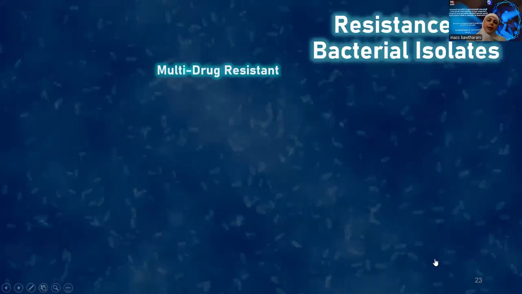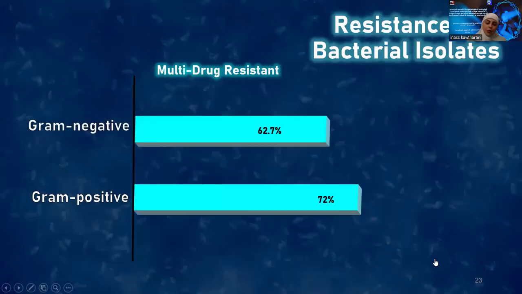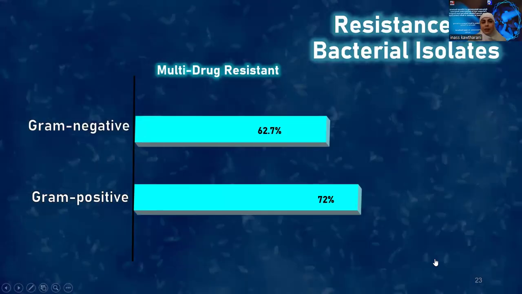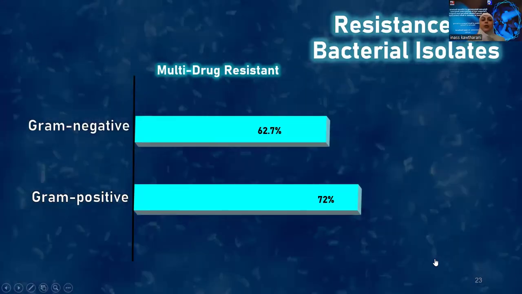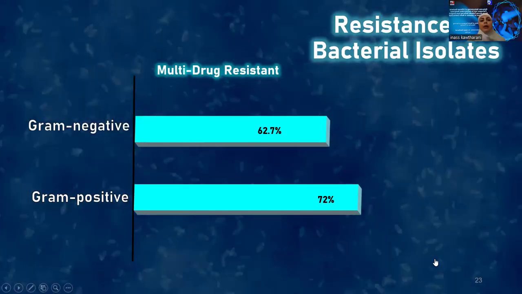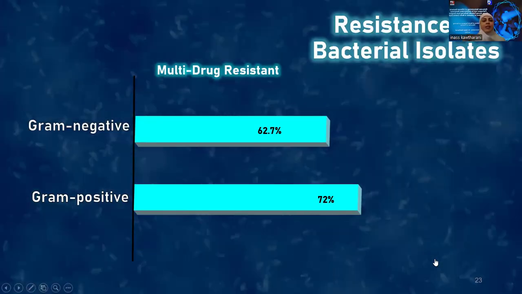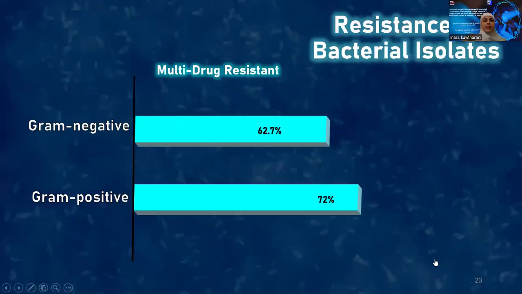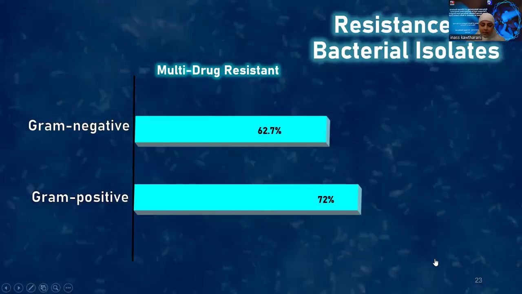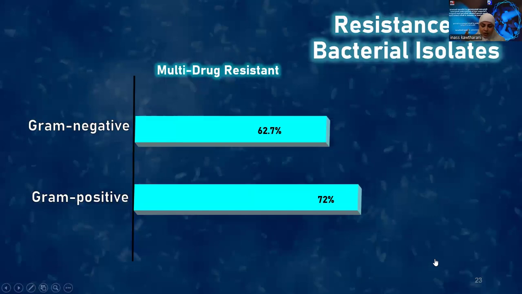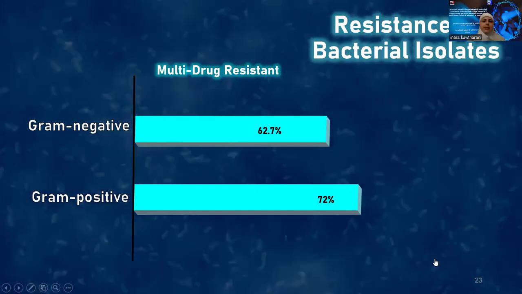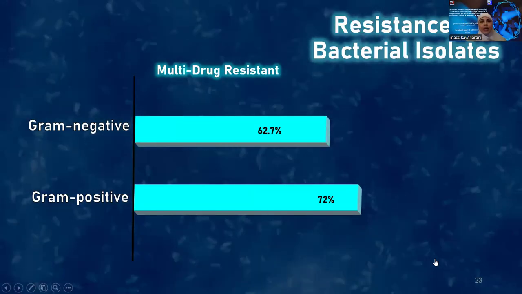Now, isolates were categorized as multidrug-resistant organisms, and we showed a high proportion of MDR in both gram-positive and gram-negative bacteria, respectively 72% and 62%, confirming the serious challenge of antibiotic resistance in surgical site infection.